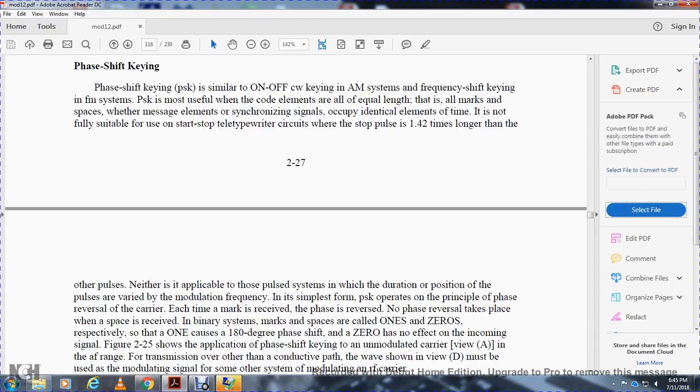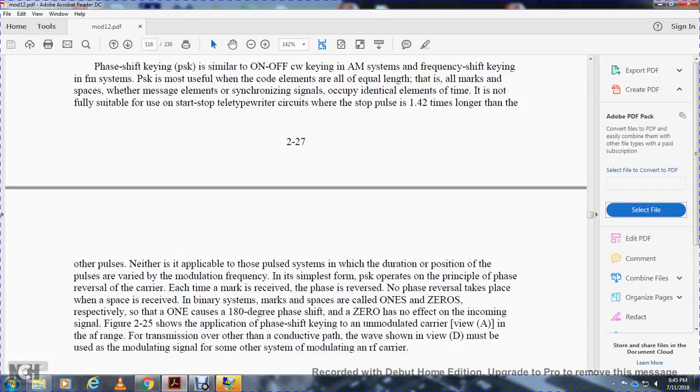Phase shift keying operates by reversing the phase of the carrier each time a mark is received. No phase reversal takes place when a space is received. In the binary system, marks and spaces are called ones and zeros respectively, so that a one causes a 180 degree phase shift. The zero has no effect on the incoming signal.